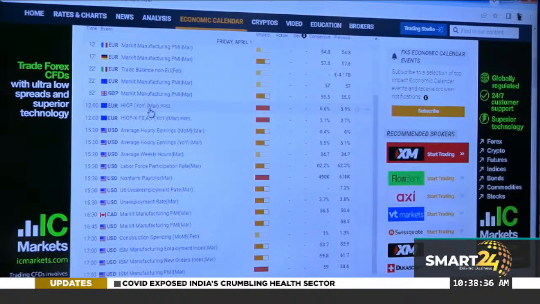Okay, then the real events begin at 3:30. These are also very real. The harmonized index of consumer prices affecting the euro. These are very real. They're very, very important. Year over year, both of them.